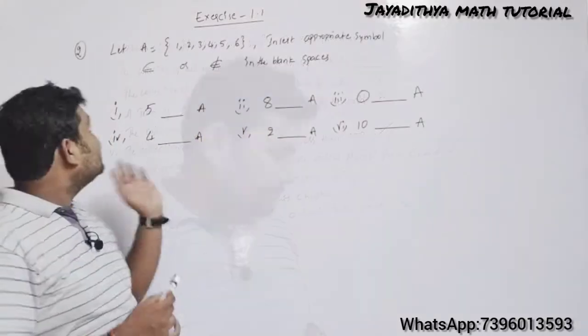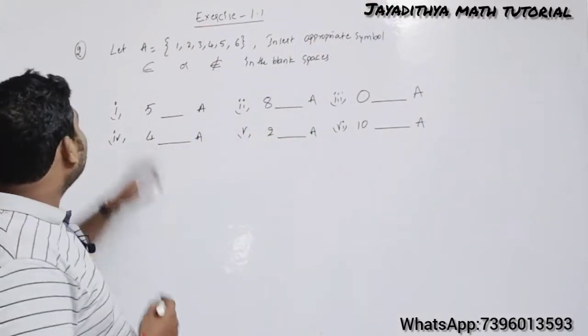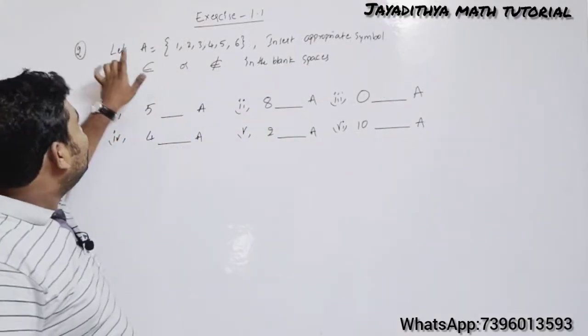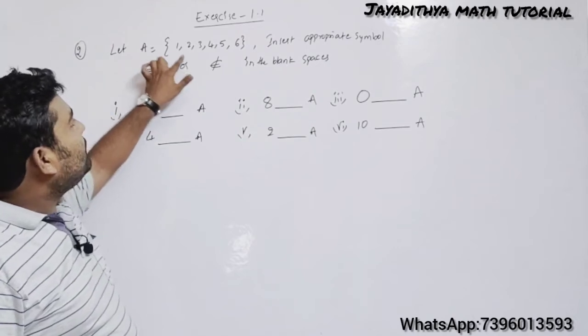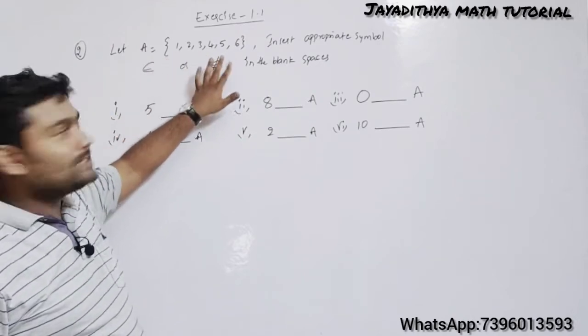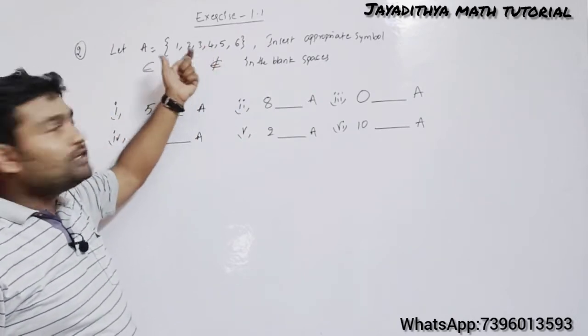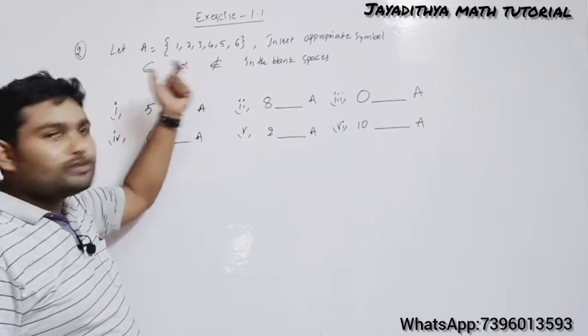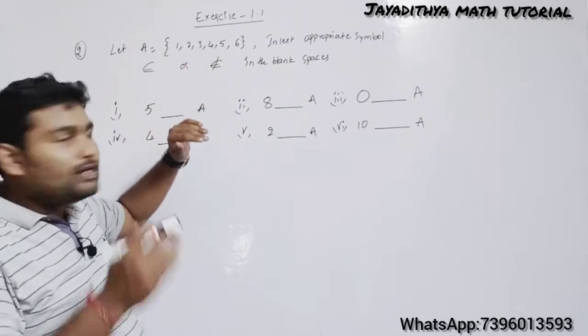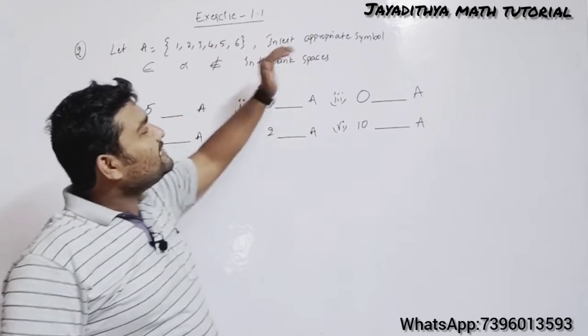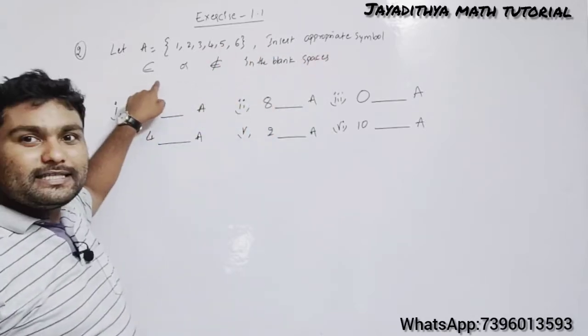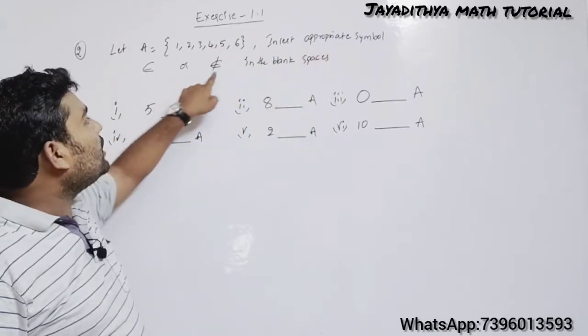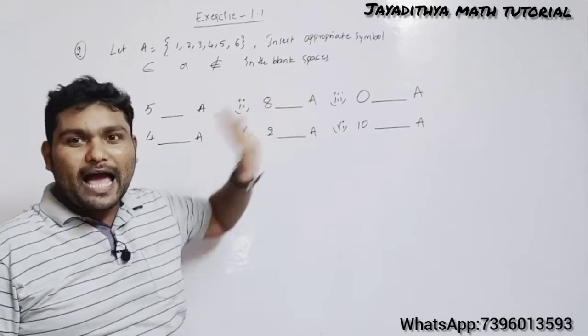Right. This is the second question of your exercise 1.1. So what is the question here? Let A = {1, 2, 3, 4, 5, 6}. So these are the elements in the set. So this is like roster form. What is roster form? We have discussed in our previous class, once you watch that one. And insert appropriate symbol. What is this symbol? This is belongs to or does not belong to in the blank spaces.